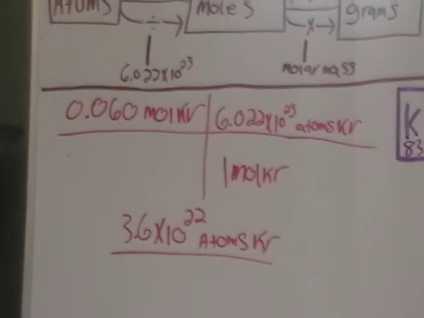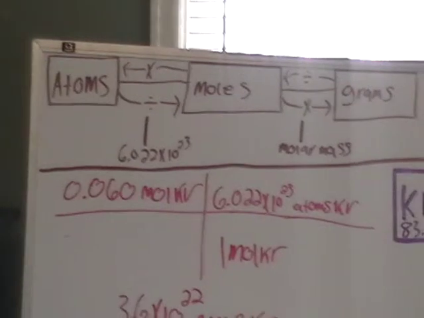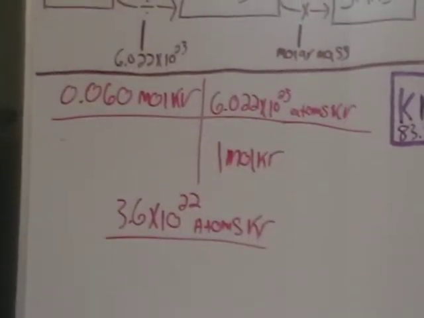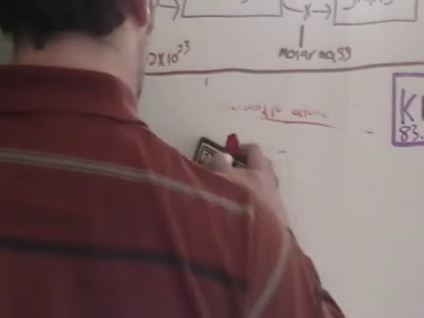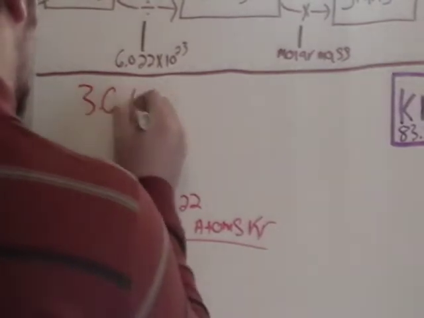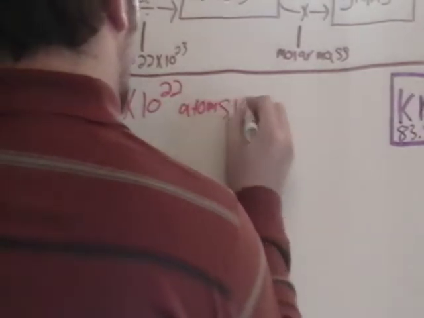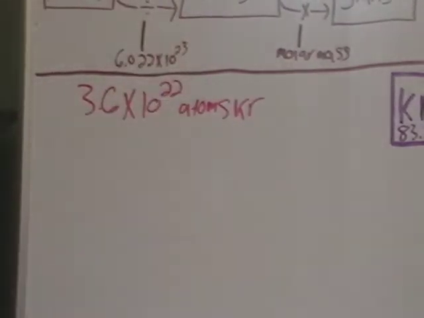So we can even work backwards and we can check this answer. So referring to this up here, say that we were given our atoms, which we just found out, and we wanted to get to moles. So this time we would divide by Avogadro's number. So let's do that so we can check ourselves. So say we were given this to start off with. We were given that we had 3.6 times 10 to the 22nd atoms of krypton. And we wanted to know how many moles there were. So we're going to divide by Avogadro's number.